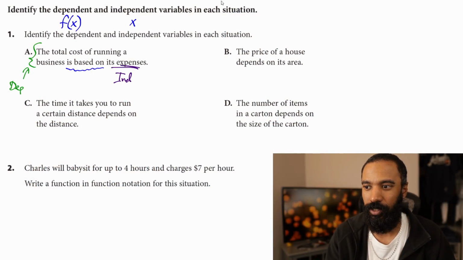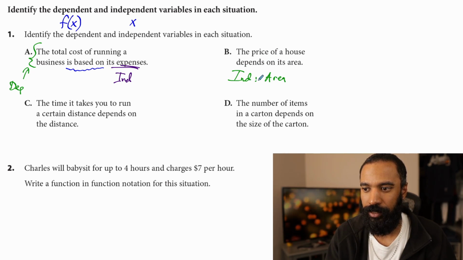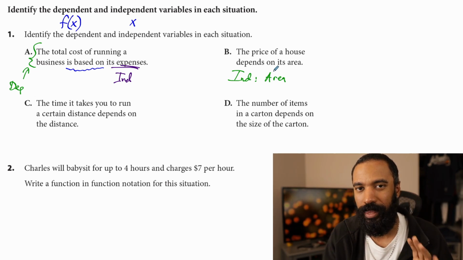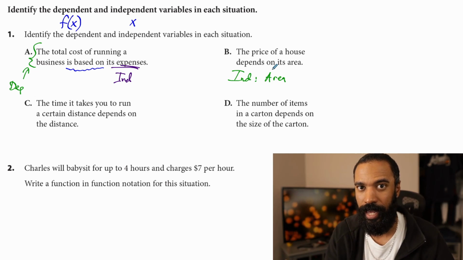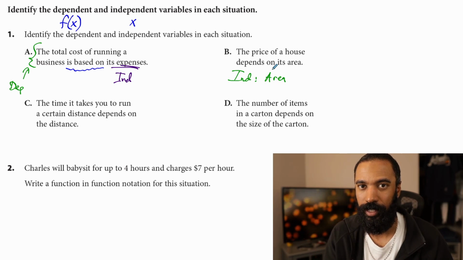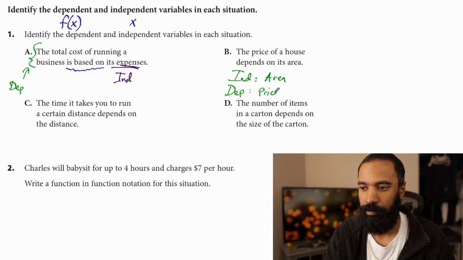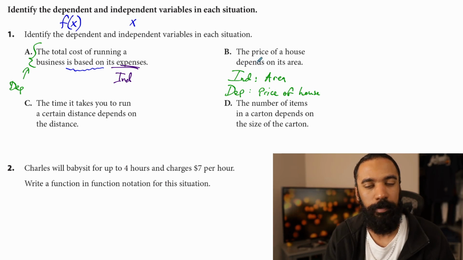But regardless, it looks like the area is going to be the independent variable right here, area, because depending on what the area is, location or size, your cost will be a function of that basically. Your cost depends on the area. So the dependent variable there, of course, is the price of the house. Okay. And of course, it says that depends on its area.